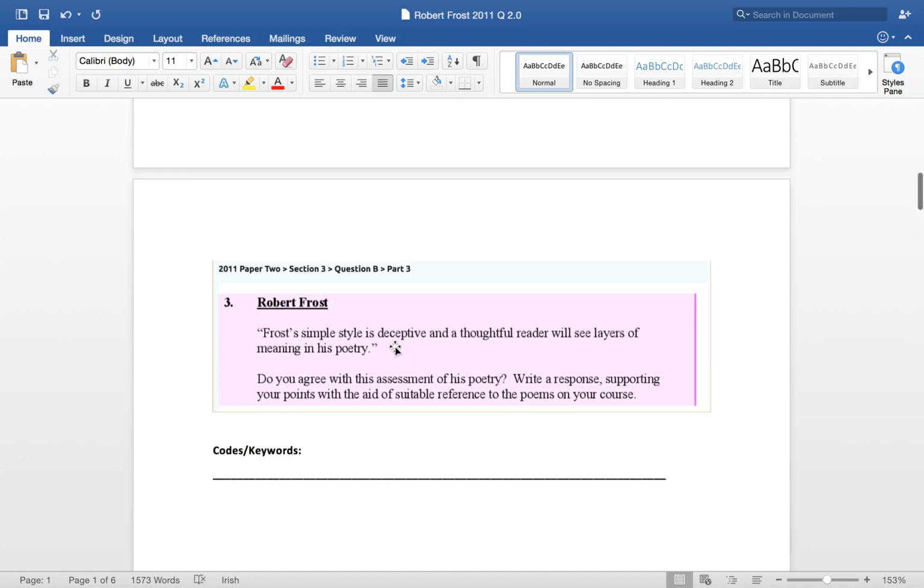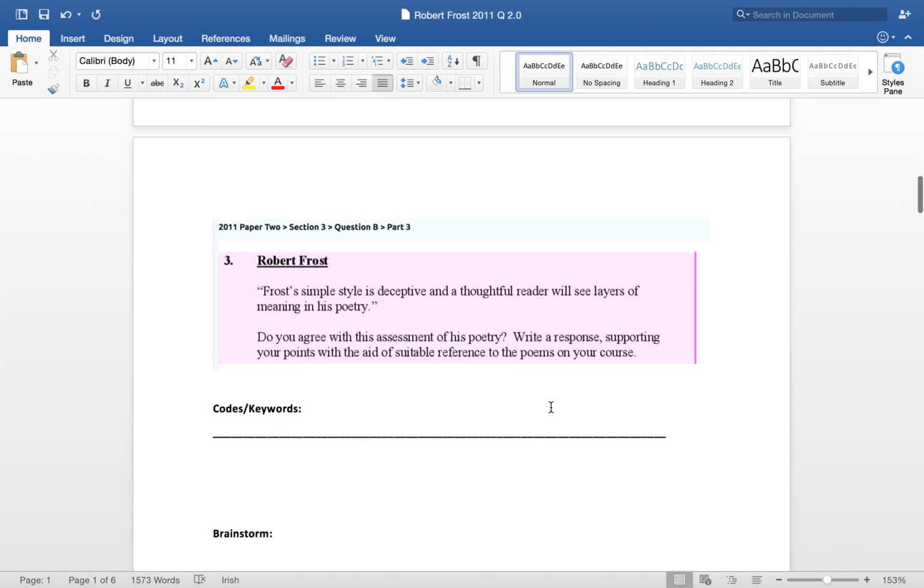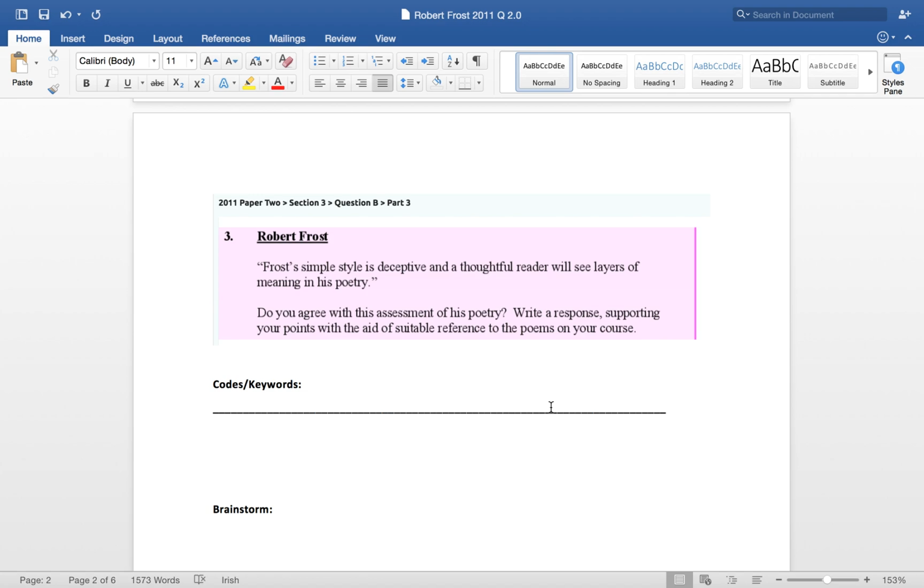Frost's simple style is deceptive, and a thoughtful reader will see layers of meaning in his poetry. Do you agree with this assessment of his poetry? Write a response supporting your points with the aid of suitable reference to the poems in your course. So what we're trying to underline are code words or keywords. What exactly is the question asking us? Okay, and these codes come up on the marking scheme, and examiners will be looking in each paragraph of your answer for these code words or synonyms of these code words. Okay, so through practice, you will be able to do this no problem.